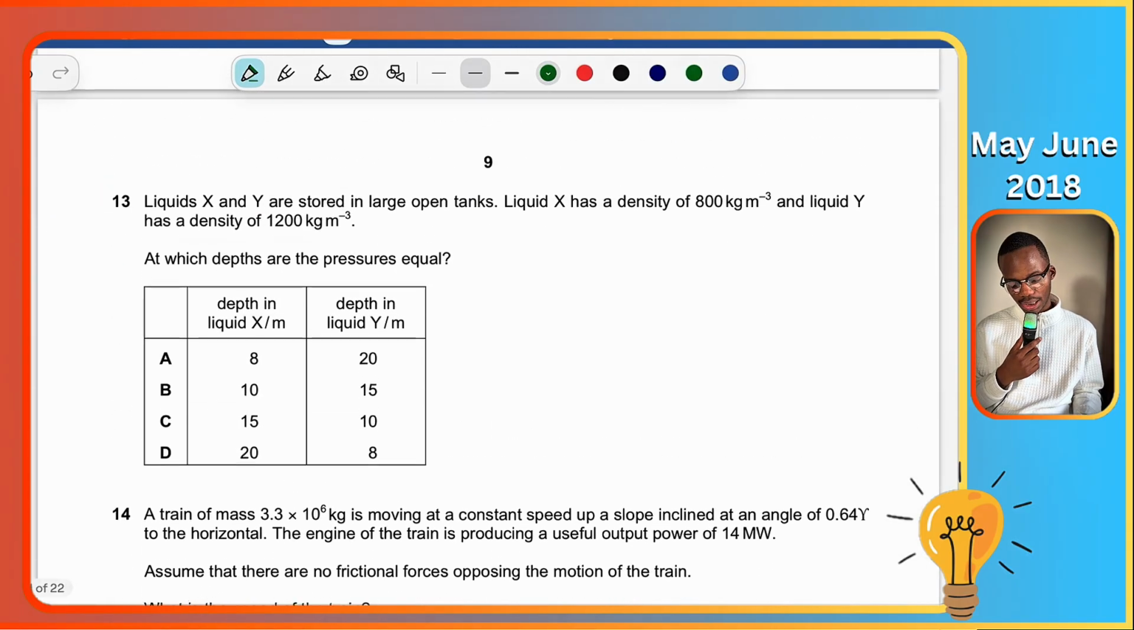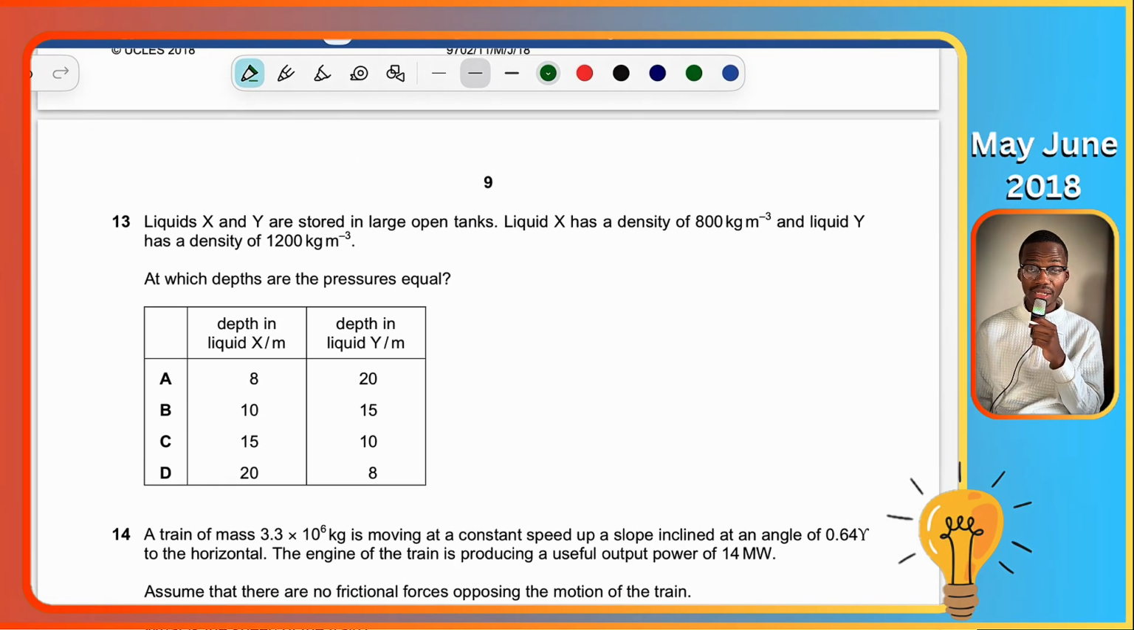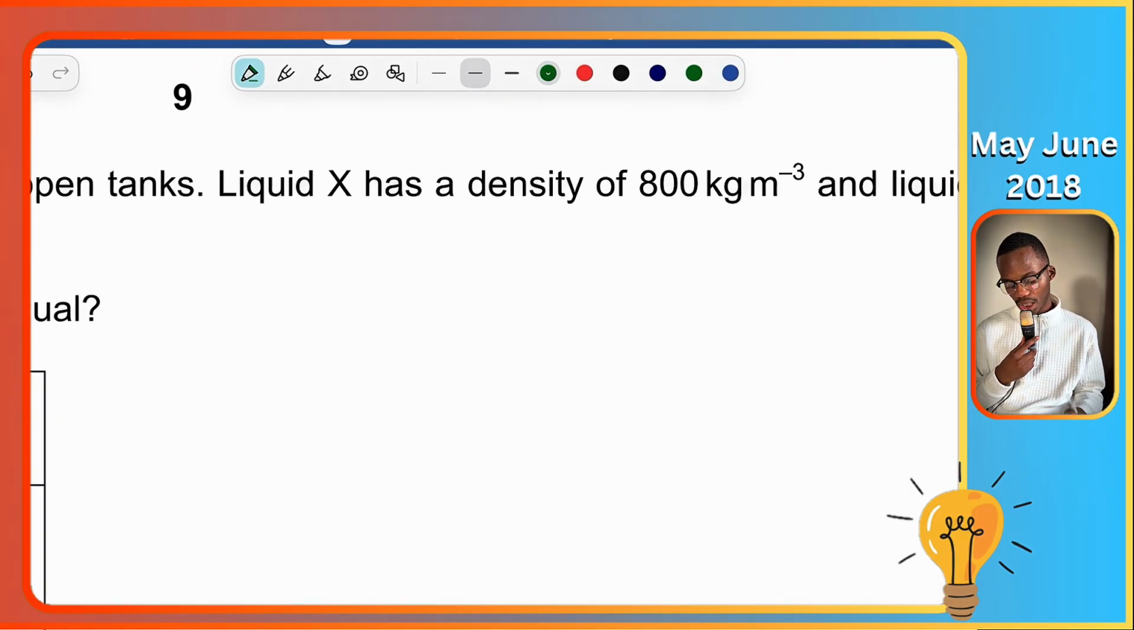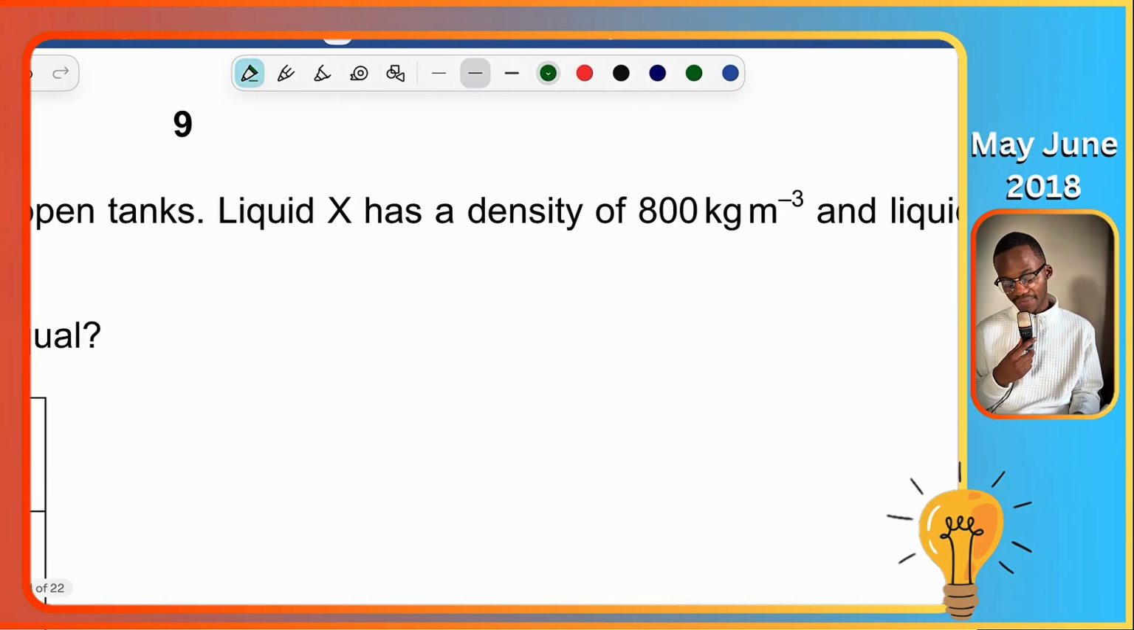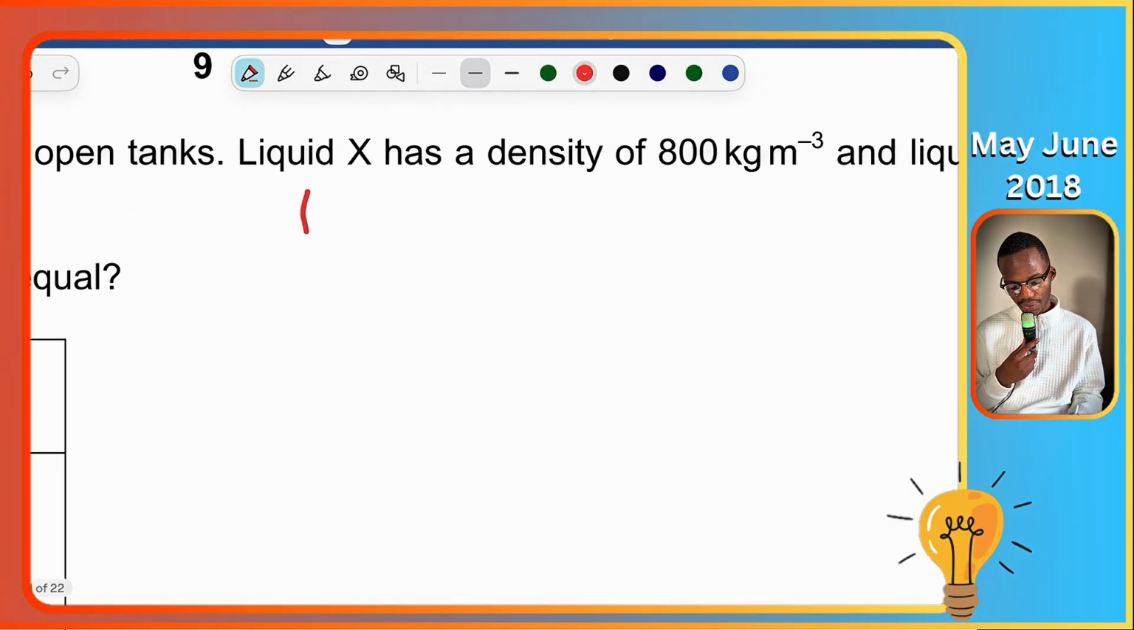Question 13. Liquids X and Y are stored in large open tanks. So we have very big tanks, with liquid X in one and liquid Y in the other. Liquid X has a particular density and liquid Y has a particular density. At which depths are the pressures equal? Okay, so let's visualize this. So we have liquid X.